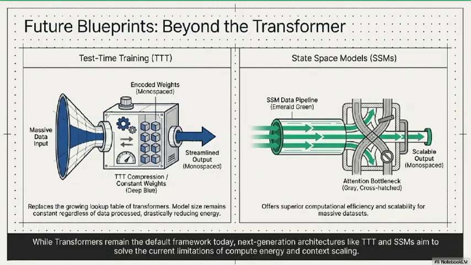Exactly. While transformers remain the undisputed default today, TTT and SSMs represent the structural mechanics of tomorrow. They are how we intend to solve the impending energy crisis of AI compute. Okay. We have covered a truly massive arc today. I mean, think about the journey we just took.